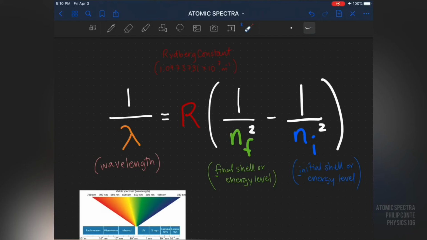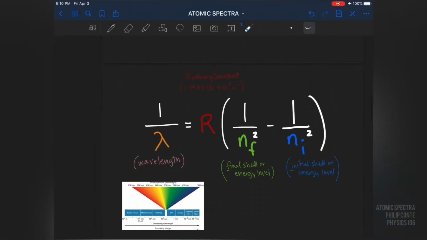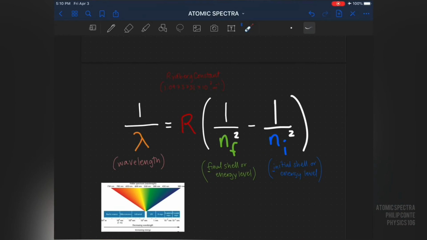N stands for shell number. Ni is where the electron was initially, and Nf is where the electron finishes, or its final spot. So now that we have gone over some history and basics, let's see how much we understand. We'll start you off with some easy questions and then work our way to the one that requires us to use the equation. Question number 1.